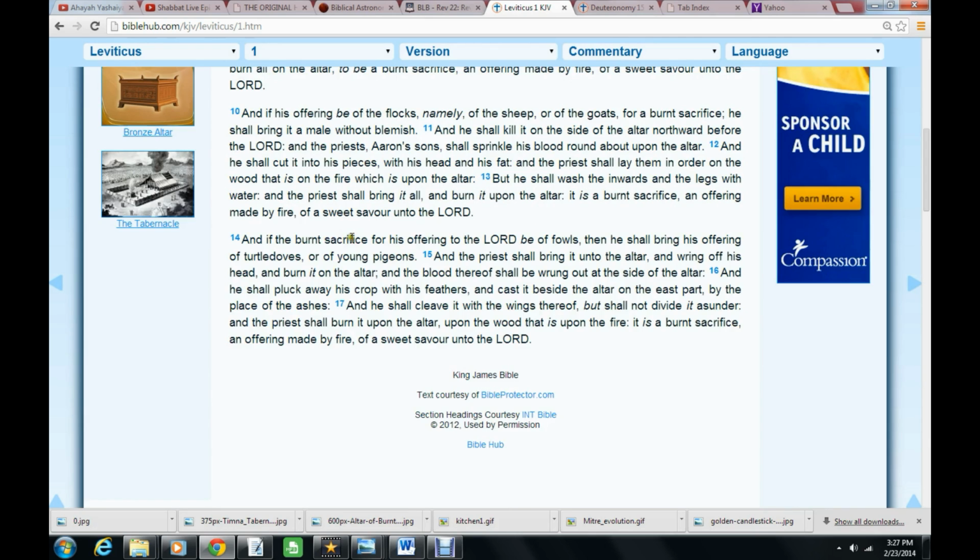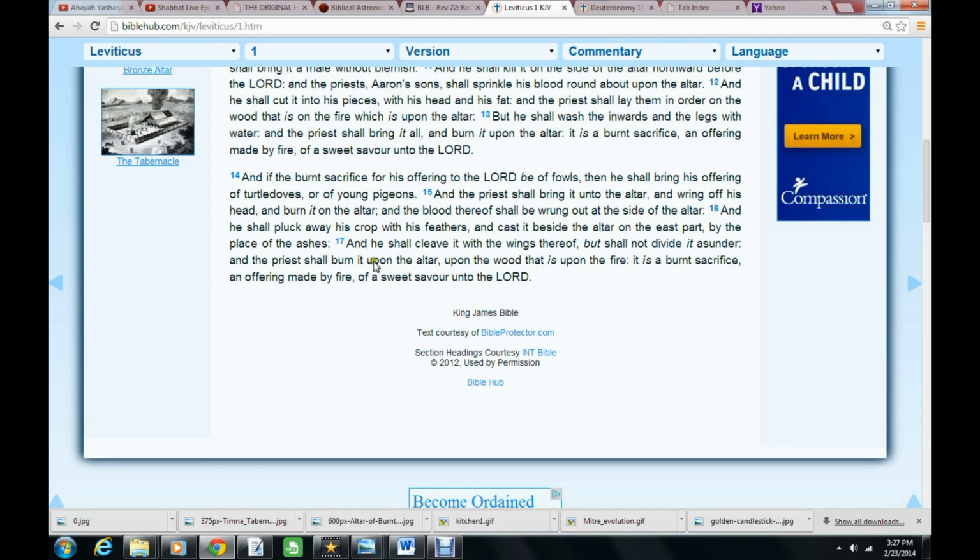the pure white light spirit. And if the burnt sacrifice for his offering to the Most High be of fowls, then he shall bring his offering of turtle doves or of young pigeons. So turtle doves and pigeons work well too. And the priest shall bring it unto the altar, and wring off his head, which literally really means snap off his head quick, and burn it on the altar.